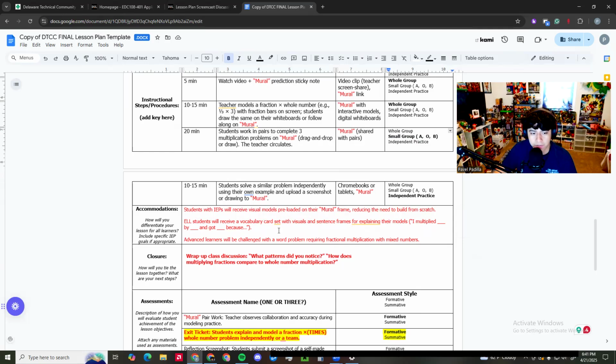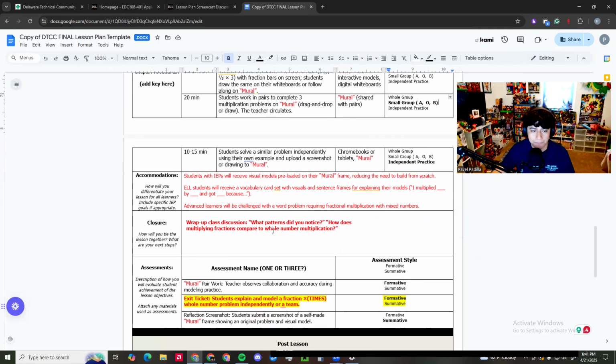Advanced learners will be challenged with a word problem requiring fractional multiplication and mixed numbers. My wrap up: what patterns did we notice? How does multiplying fractions compare to whole number multiplication? So what's the difference, what's different, what's similar?